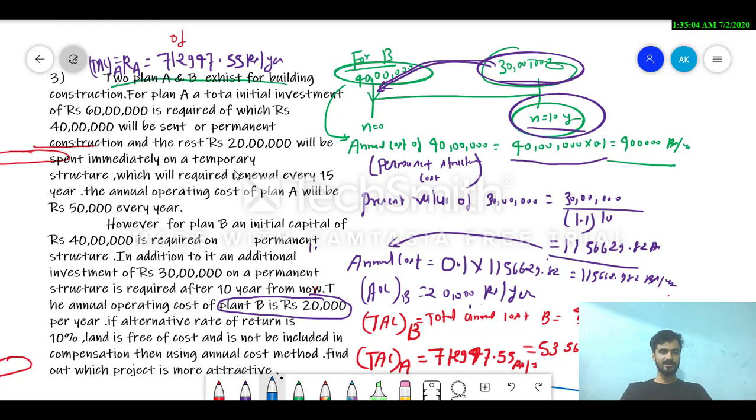So this was a different type of question. Just go through the question first, understand it, study it, and then try to solve it. This question has not been asked in the GATE examination yet, so there is a probability that this type of question will be asked in the GATE examination.